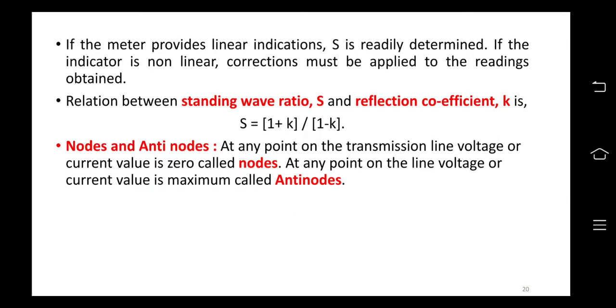So, the relation between the standing wave ratio S and the reflection coefficient K is S equals 1 plus K divided by 1 minus K. The nodes and antinodes. At any point on the transmission line, if voltage or current value is 0, then they are called the nodes. And at any point on the line, if voltage or current value is maximum, then those points are called the antinodes.